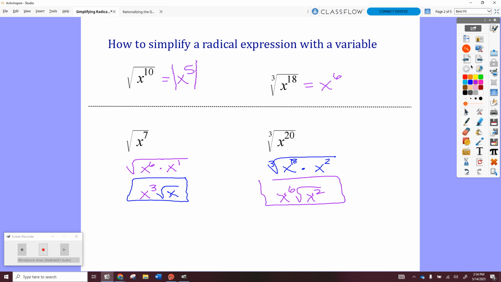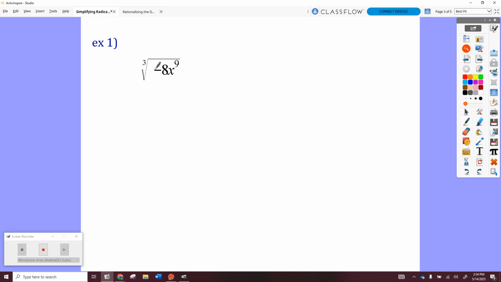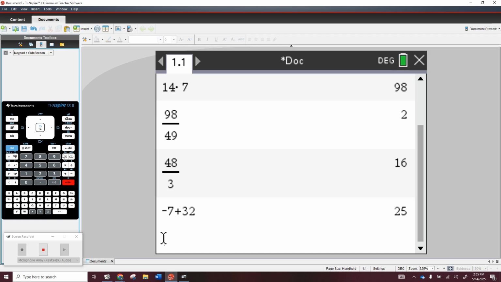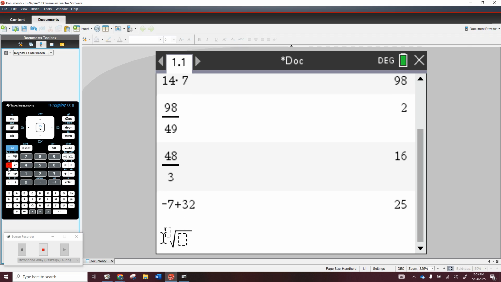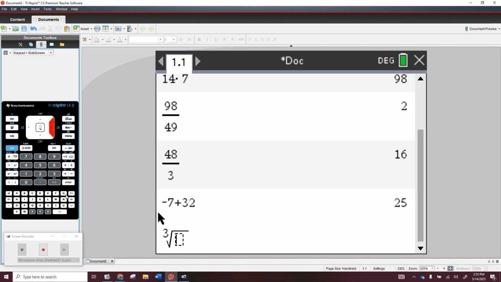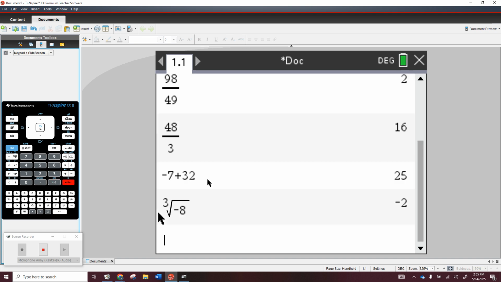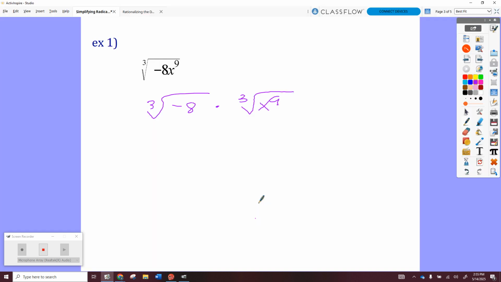Alright, so example 1. I'm going to split this up into 2 problems. I'm going to have the cube root of -8 times the cube root of x to the 9th, just to help me see it better. This I'm going to put in the calculator. So remember, you have to use this button right here so that you can put your little index of 3 in there. And then now I can put in my -8. Enter. And that gives me -2. So now this is -2. This 9 divided by 3 is 3, so x to the power of 3.